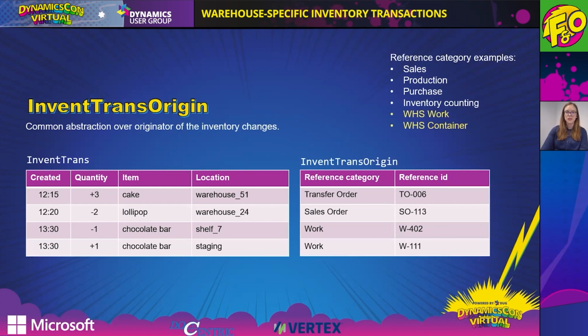To get more context about inventory transactions, we need to check another table. It's InventTransOrigin. This table is a common abstraction over the originator, so let's say the source, of the inventory changes. There could be many different types of originators. The most popular ones are sales order, production, purchase, inventory counting, and many, many more. What's important in the context of warehouse, this could also be warehouse work and warehouse container.